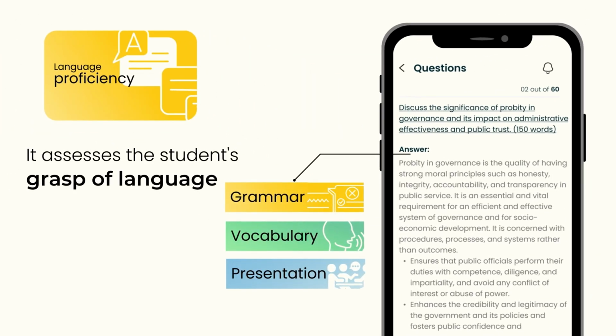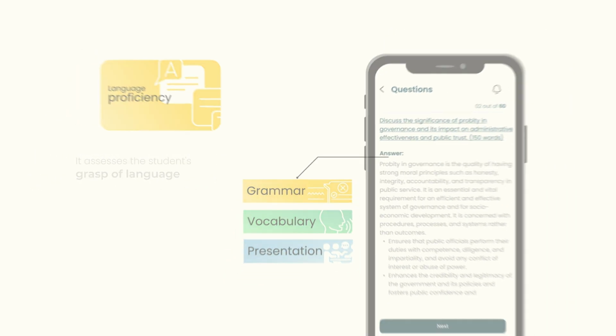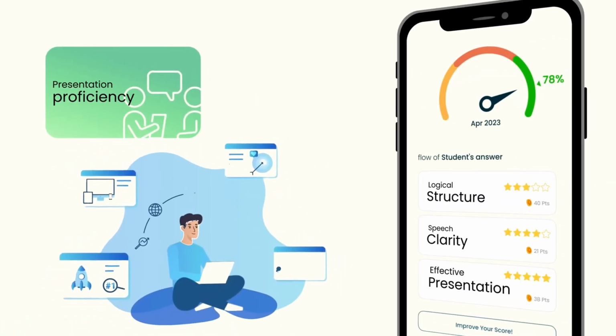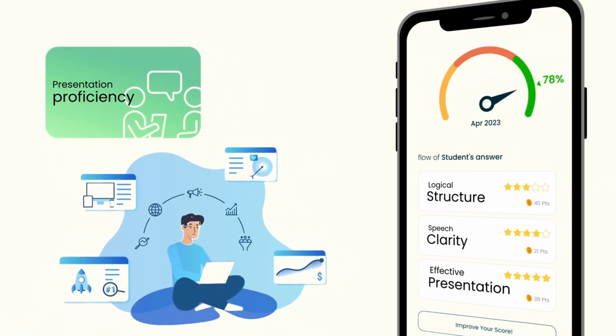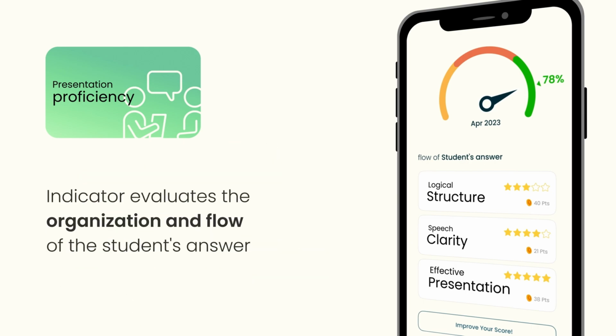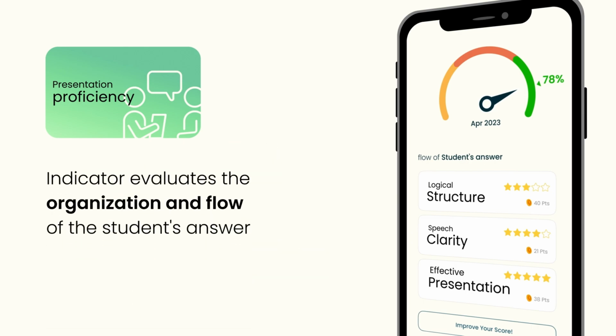It assesses the student's grasp of language, including grammar, vocabulary, and coherence in presenting their ideas. Lastly, we have structure and presentation proficiency. This indicator evaluates the organization and flow of the student's answer, considering factors such as logical structure, clarity, and effective presentation.